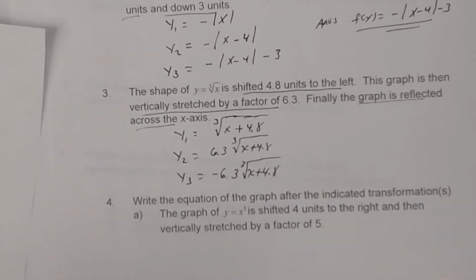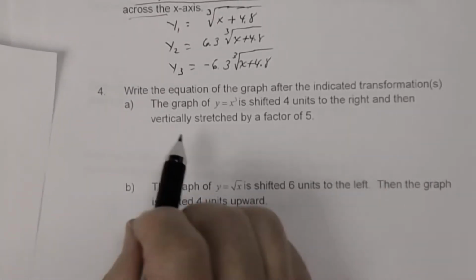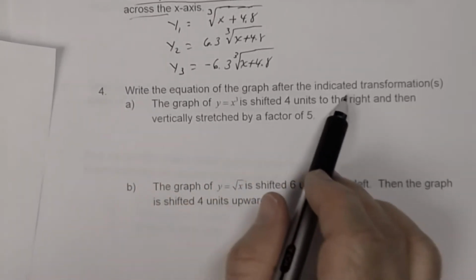Okay, all right, number 4a. Number 4 says write the equation of the graph after the indicated transformation.